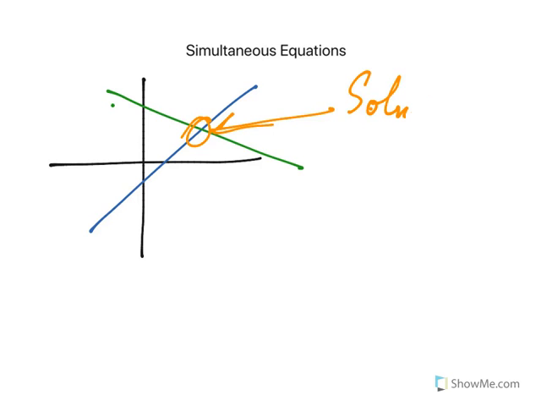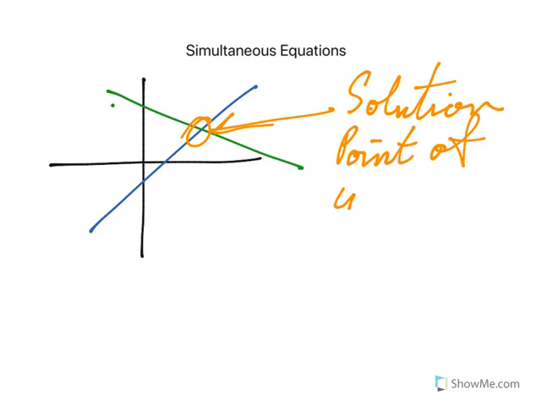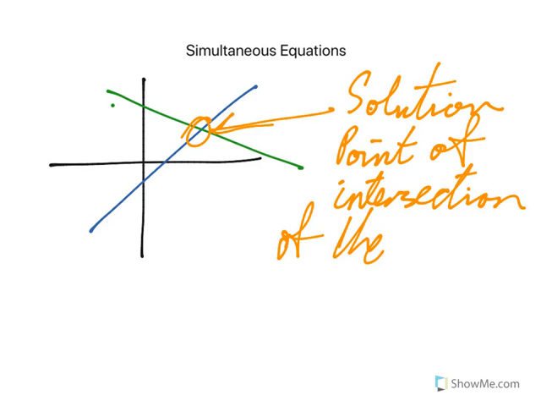So the solution is the point of intersection of the lines. When we're talking about solving simultaneous equations, what we're talking about is finding out algebraically, which is how we're going to do it, where they intersect.